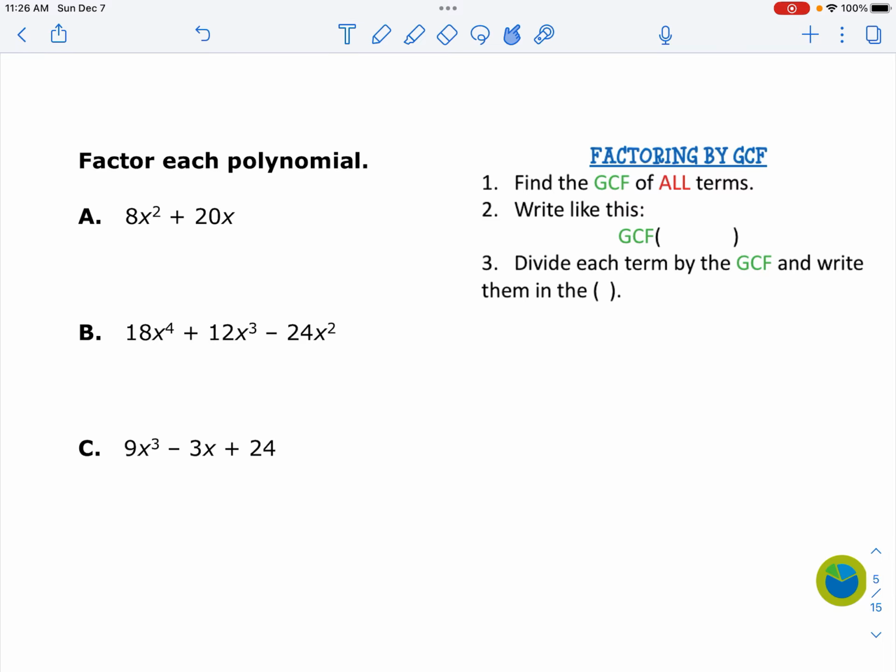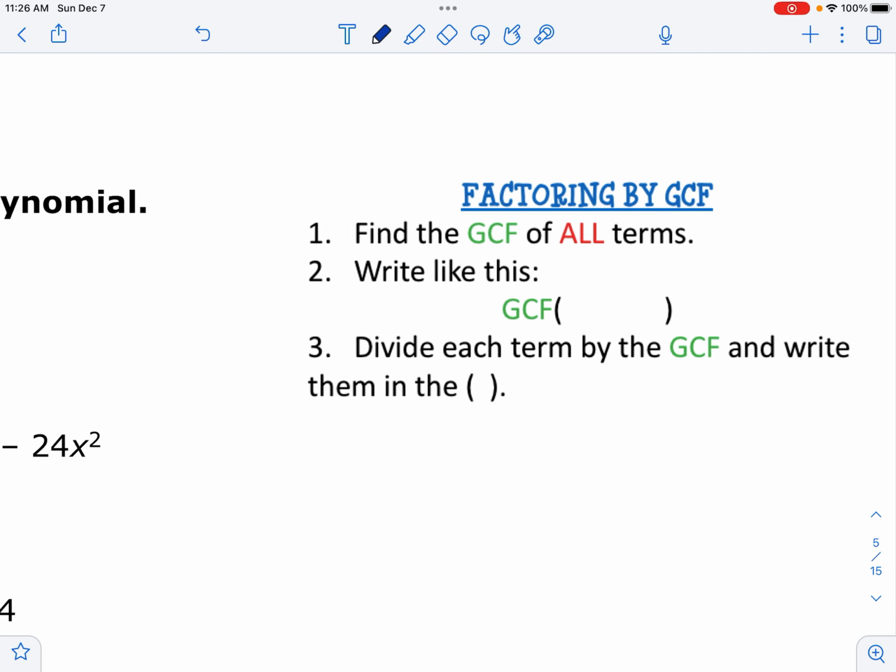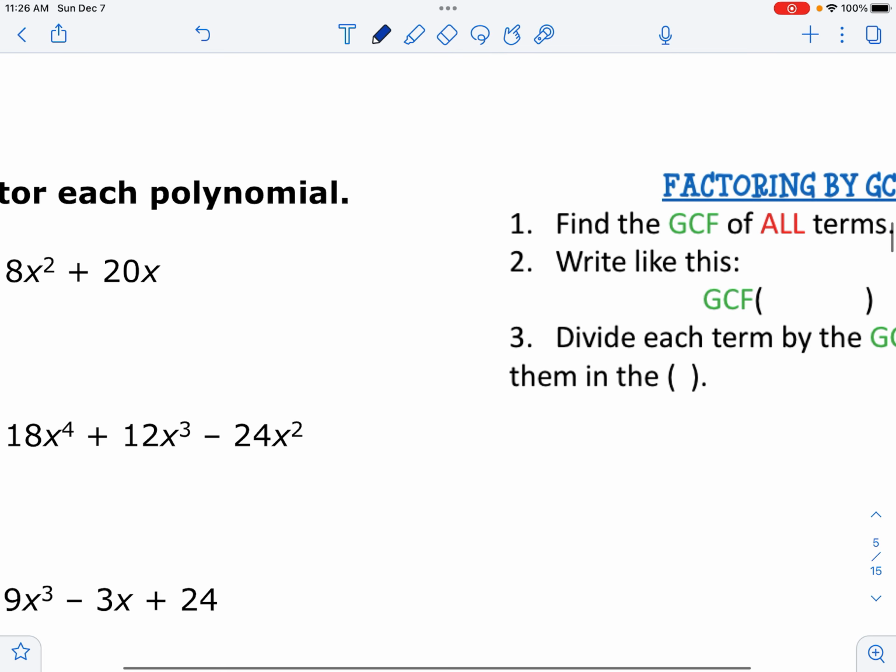Okay, so let's go over factoring by GCF. The first thing you want to do, I wrote some steps over here, is find the greatest common factor of all the terms, and then put that out in front and put some parentheses and figure out what goes inside the parentheses.